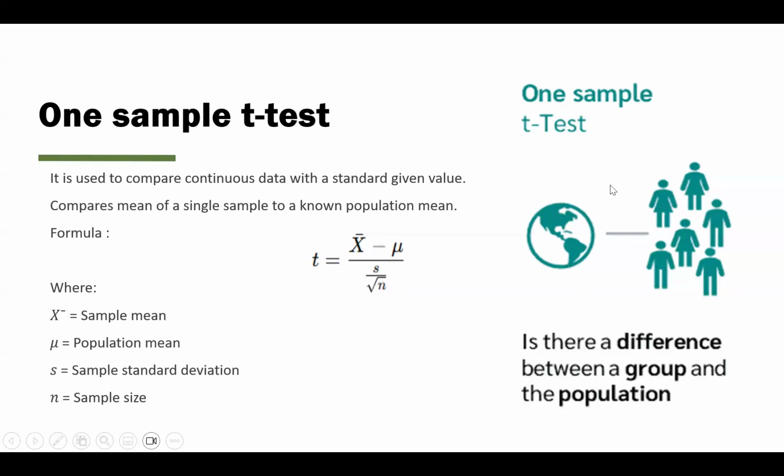This figure shows that in a one sample t-test, we are going to see if there is any difference between a group of people and a specific value, and compare it to the population parameter or population value.